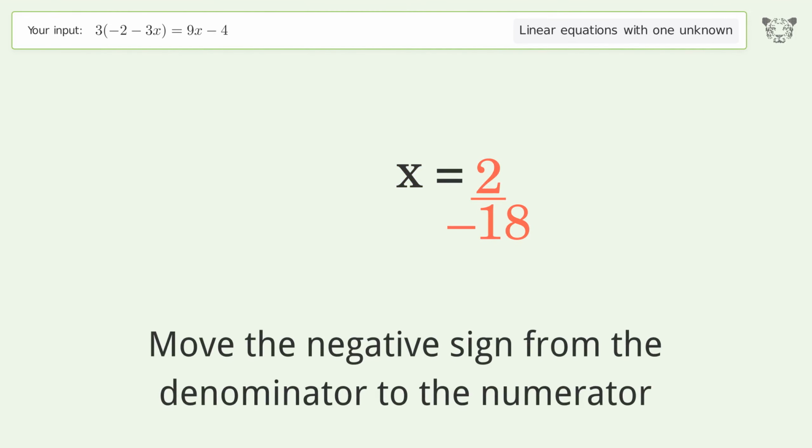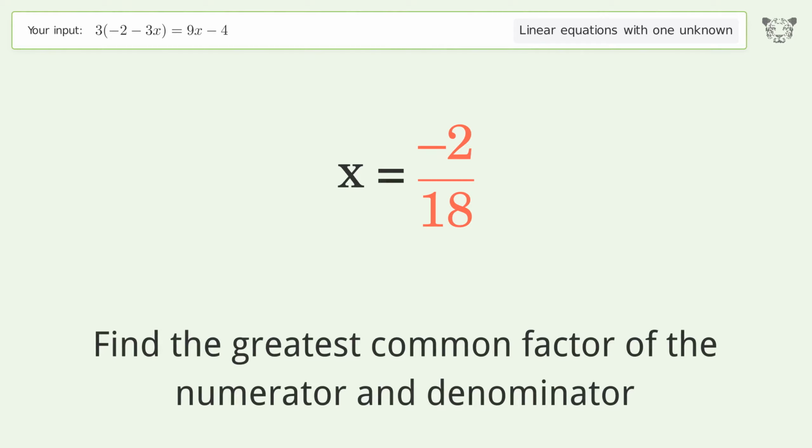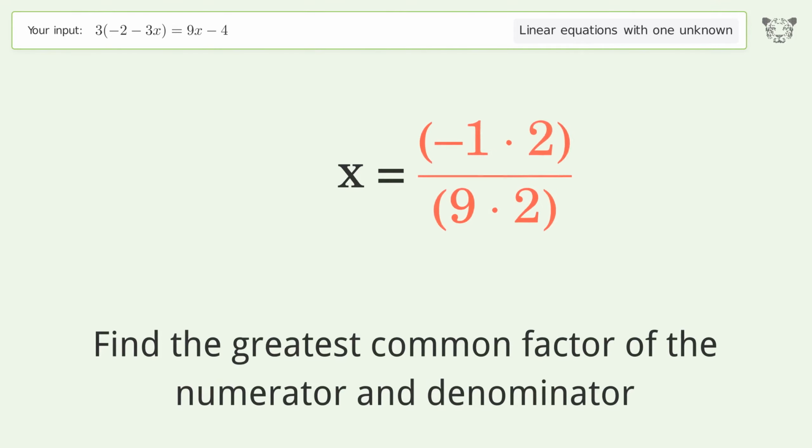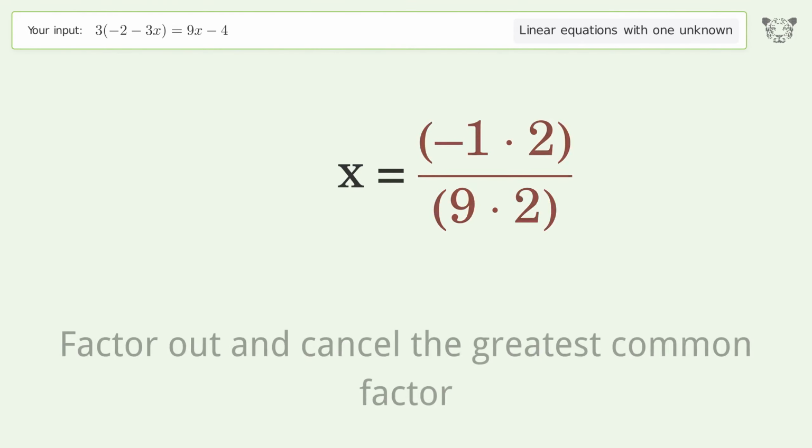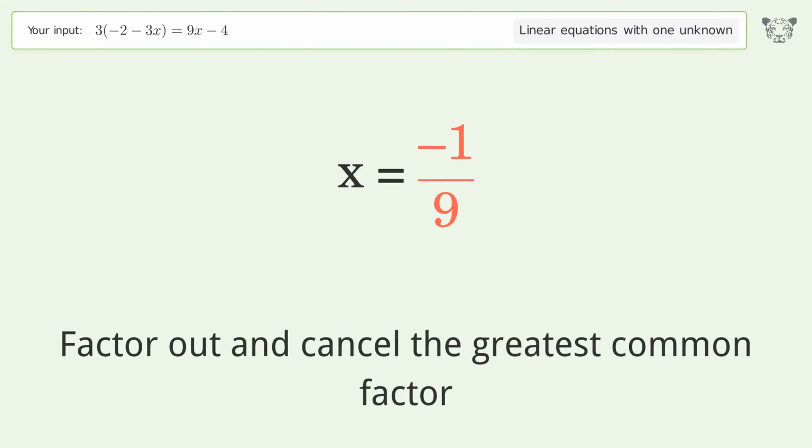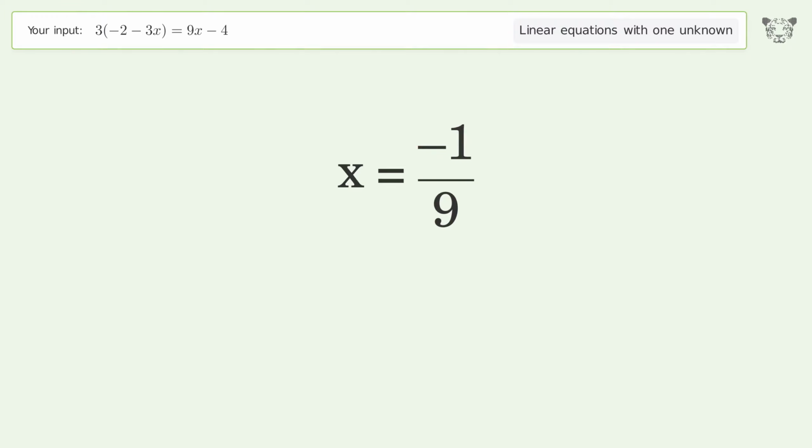Move the negative sign from the denominator to the numerator. Find the greatest common factor of the numerator and denominator. Factor out and cancel the greatest common factor. And so the final result is x equals -1/9.